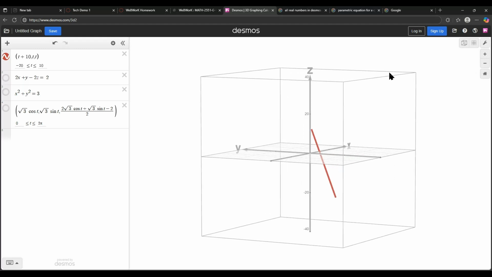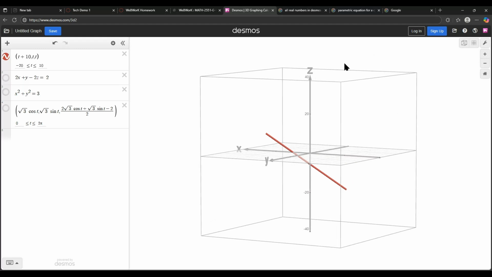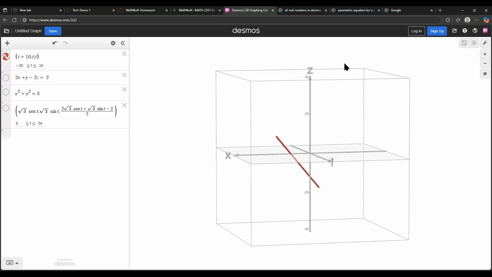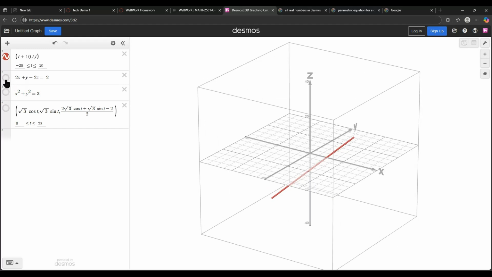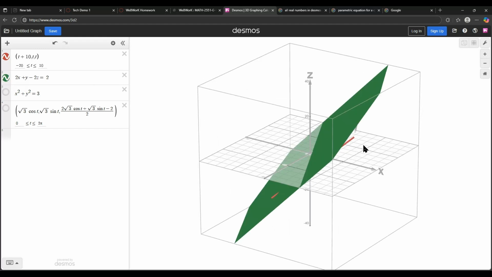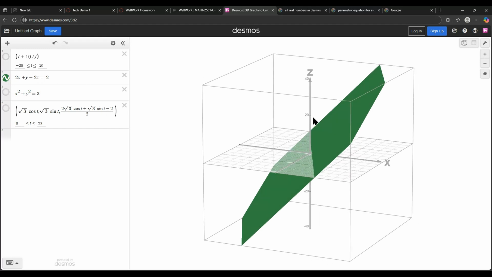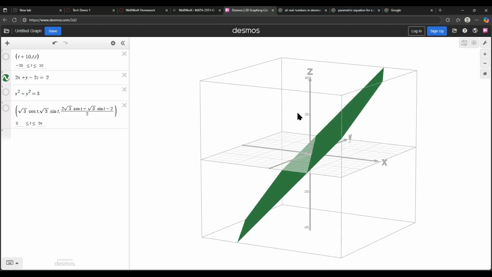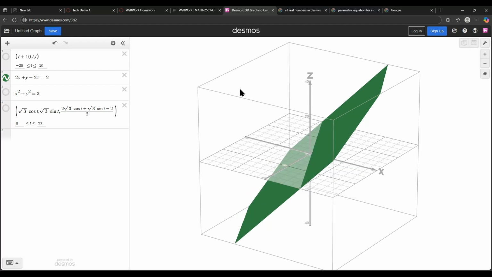And so after that, I also created the plane. And the plane was more straightforward. All I had to do was put in 2x plus y minus 2z equals 2. And for that one, as I click the circle, this is the plane in green. And you can see it has its own direction and everything. And then the next one was the cylinder.